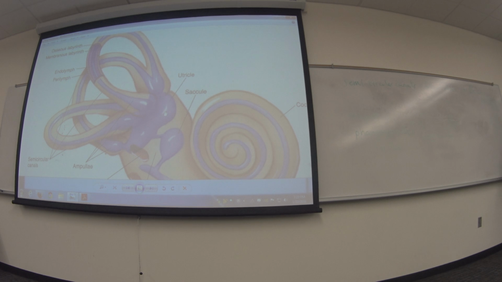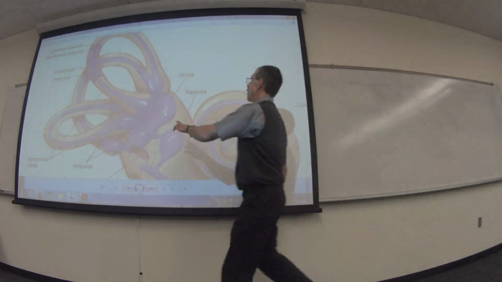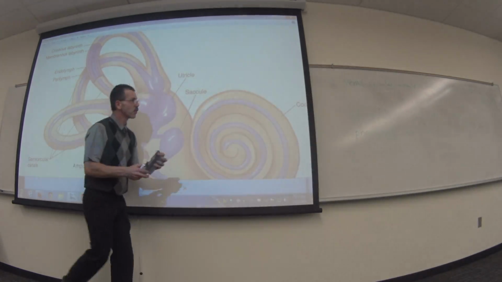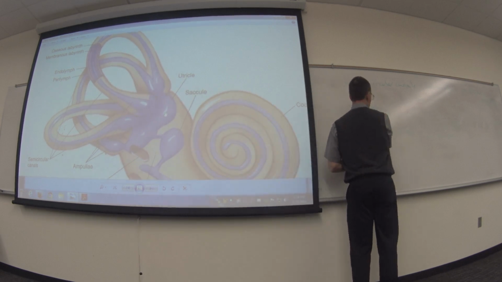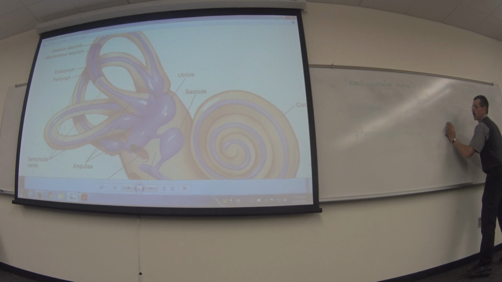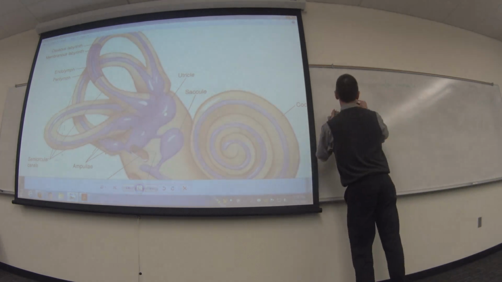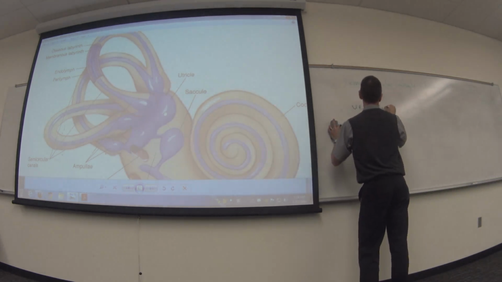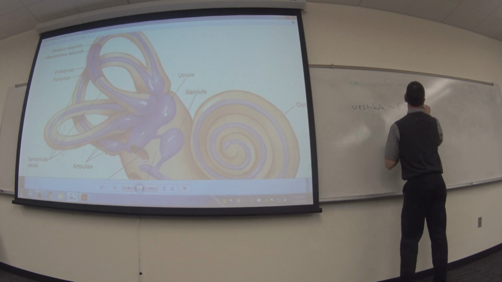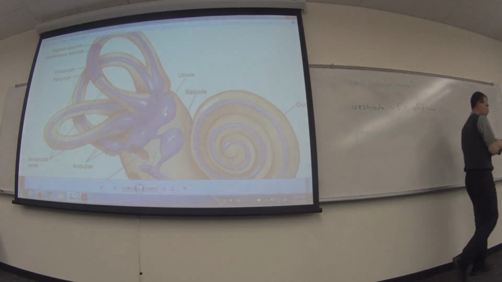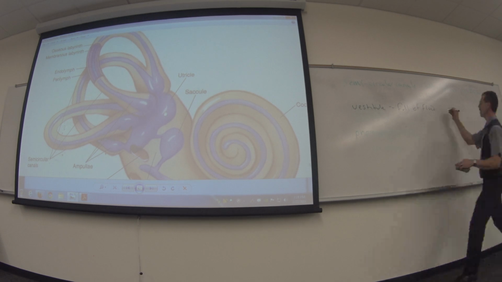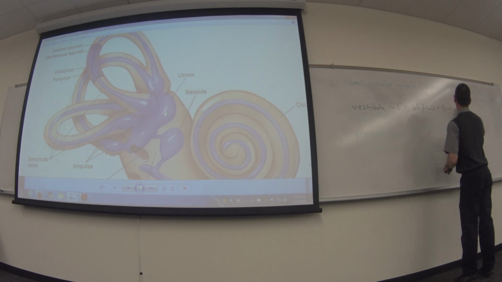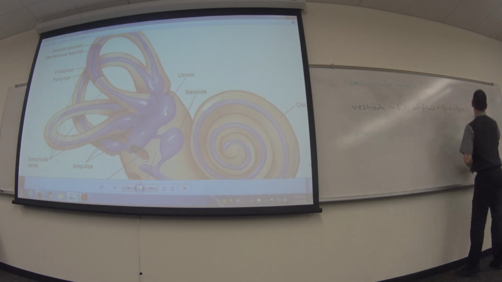All right? These other parts down here in the middle, these two guys, those are called your vestibule system. Vestibule. They're also full of fluid. And what do you think they detect? Static balance. Very good. So we're going to call that gravity and acceleration.